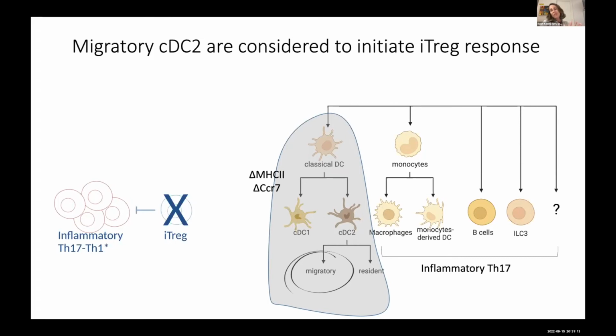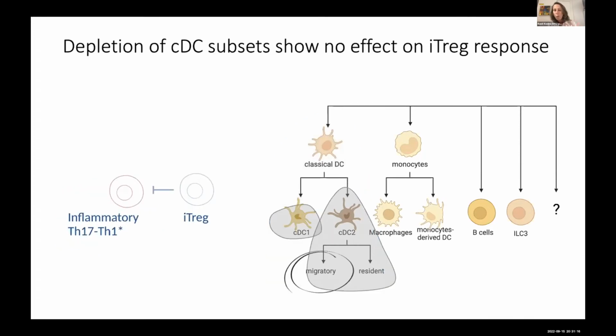But going back to the Treg response, we tried to understand which cells initiate this response. Something didn't make sense to us, because we tried different genetic models to delete different subsets of classical dendritic cells. Although we got quite a nice depletion, we could never see any effect on Treg induction. And we started to think that maybe we're missing something here. Maybe the Cre lines that we think are targeting only dendritic cells actually target additional cell subsets.